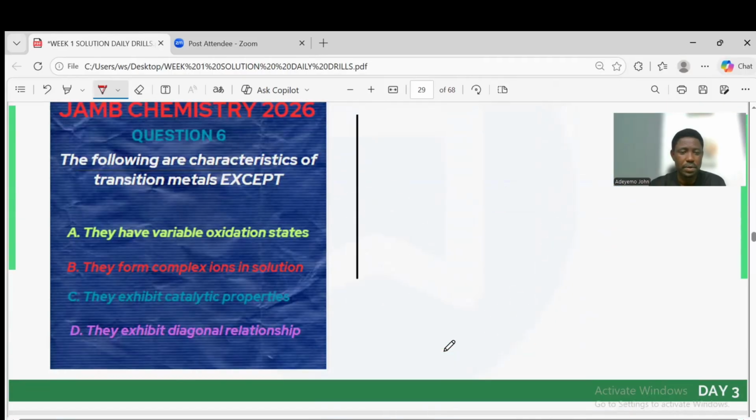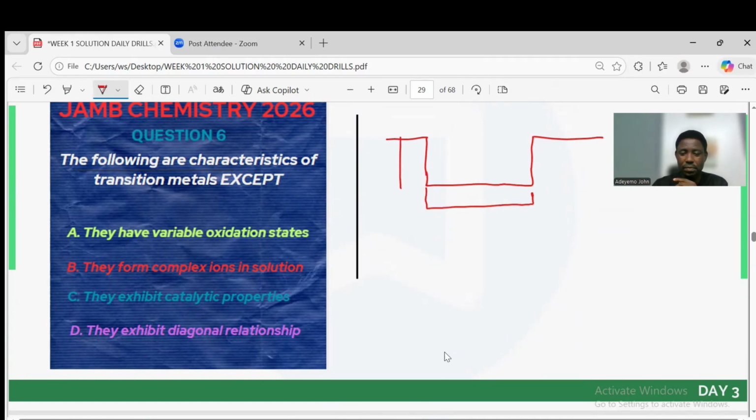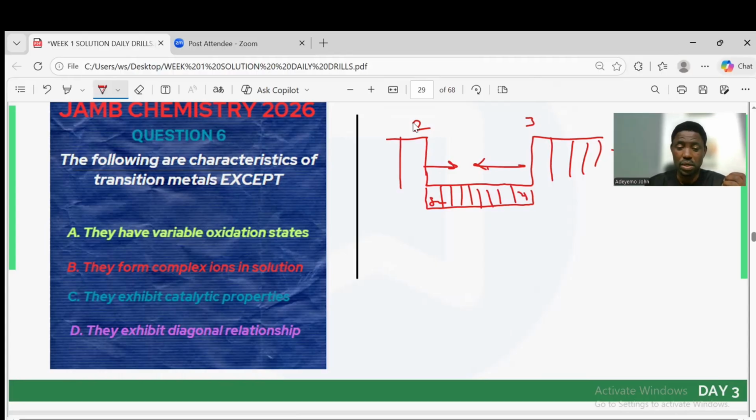So the following are characteristics of transition metals. Transition metals are found between group two and group three. Look at the way the periodic table is shaped. I hope you know that. Group one and group two are here. Then we have a set of 10, this is the first transition series, from scandium to zinc. For your level, you only need to talk about scandium to zinc. You must know them.